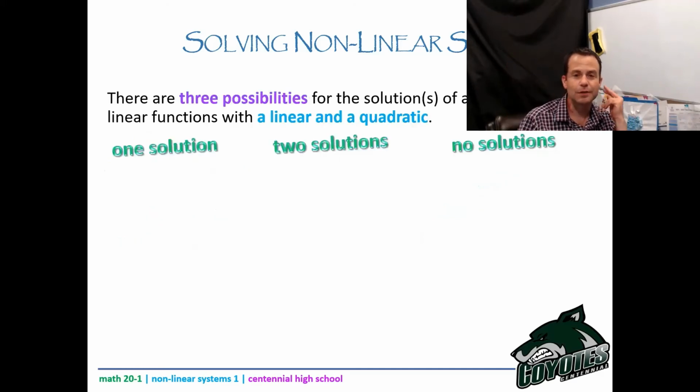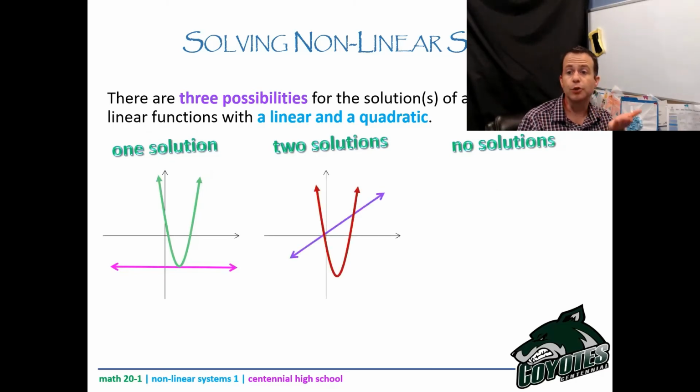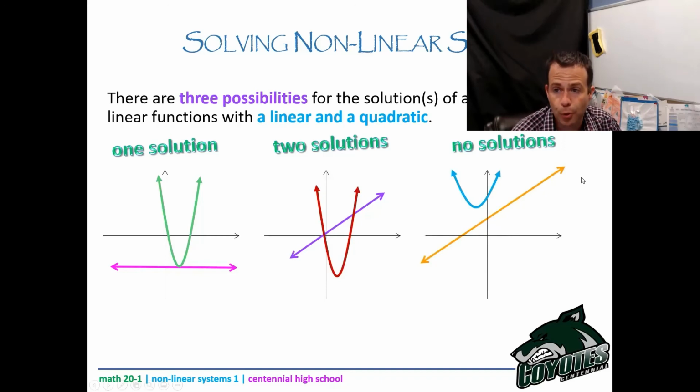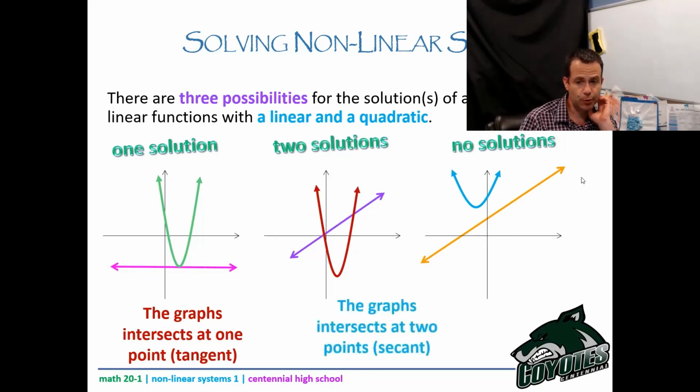Okay, so there are 3 possibilities for the solution or solutions when we have a linear with a quadratic, okay? Either we have one solution. If we have one solution, it might look something like that. 2 solutions, okay? Or no solutions, where there'd be no points that are common between the 2 functions, okay? One solution, the graphs intersect at one point, and that point is called a point of tangency. For 2 solutions, the graphs intersect at 2 points, and that's called secant. And then for no solutions, the graphs just don't intersect.